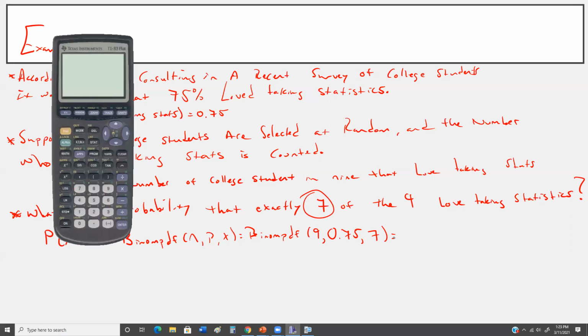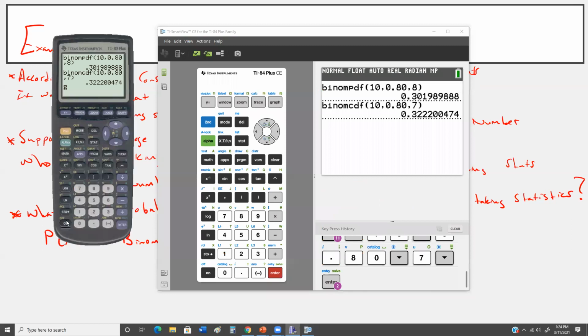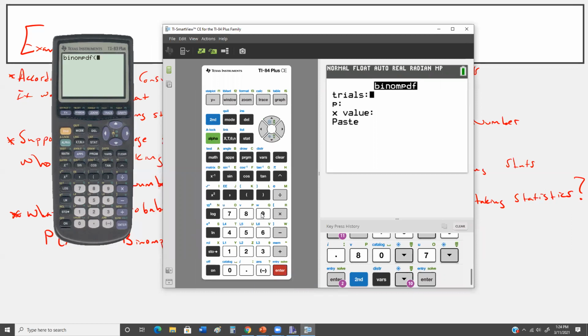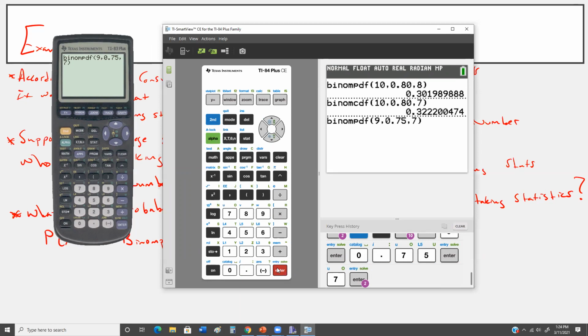Yeah. So just grab your calculator now at this point. You're going to go second function distribution. You're going to scroll all the way down to binomial PDF. And you're just going to put in what we have there: 9 comma 0.75 comma 7. So over here, 9 comma 0.75 comma 7. That's awesome. Yeah, thanks, Beatrice.